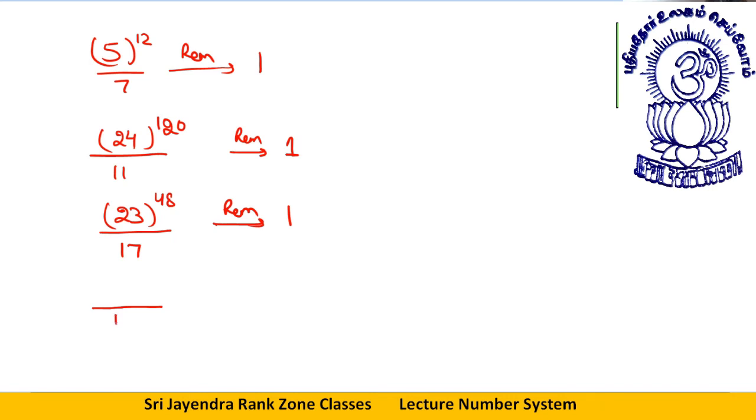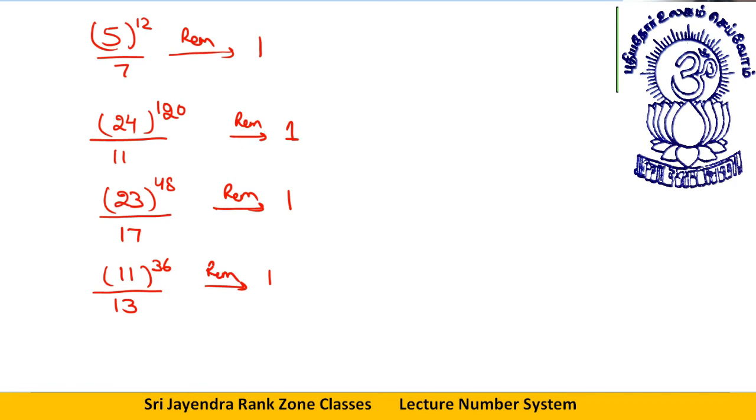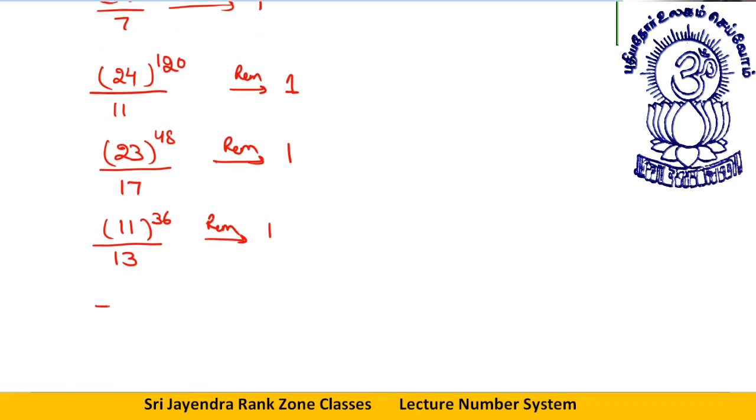Again, I take another prime number. Suppose I take a prime number 13. 1 less than 13 is 12. If you take the power 36 or 48, and any number like 11, the remainder will be 1. Let's take one more example. Let's take a prime number 19. 1 less than 19 is 18. You take 18 into 2, which is 36. Take any number, 11. What will be the remainder? The remainder will again be 1.